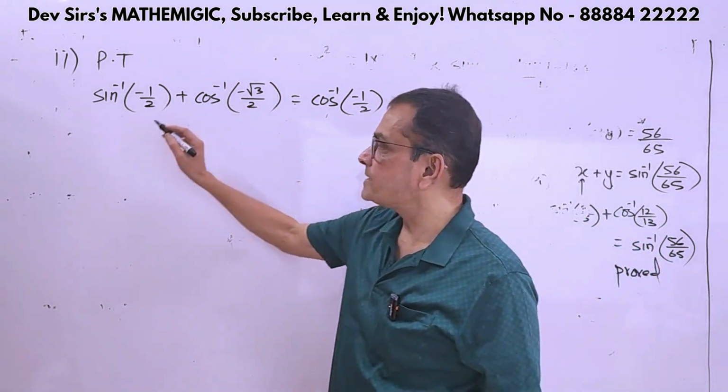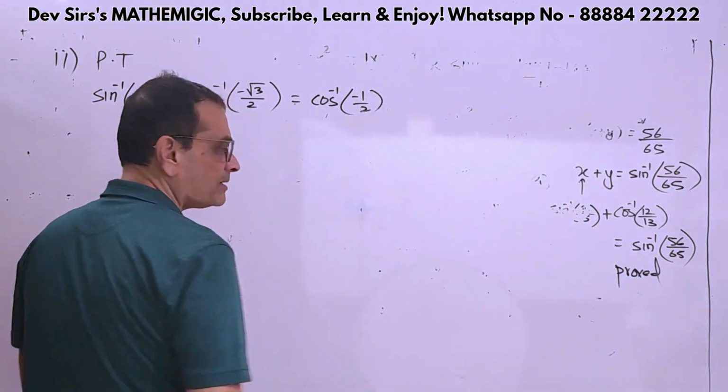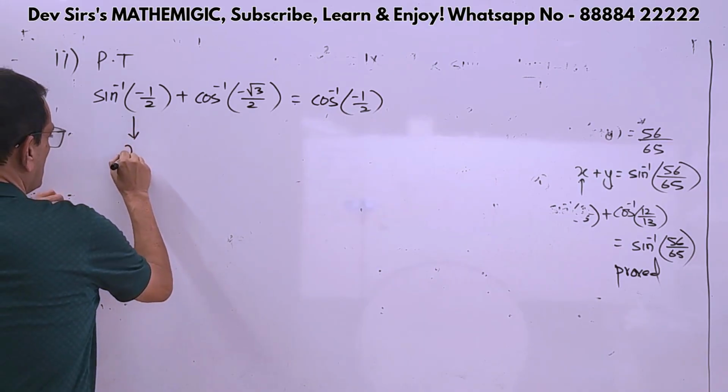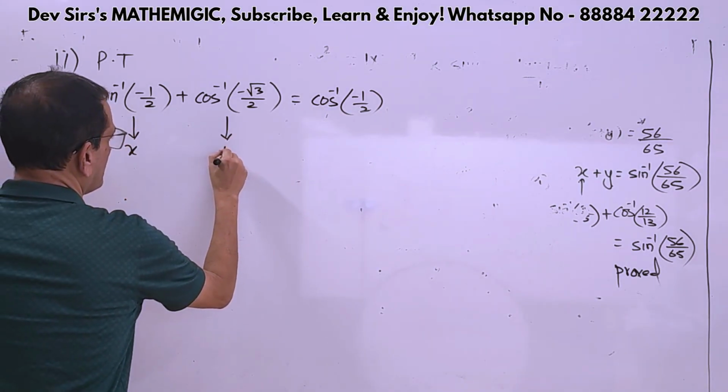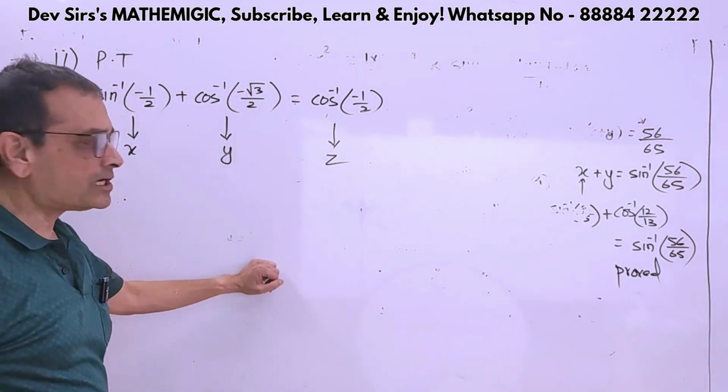Now these are standard values, minus half, minus root 3 by 2. So this will require a standard simple procedure. Starting, we'll call this as x, this as y, this as z. Okay, यहाँ से चालू करेंगे.